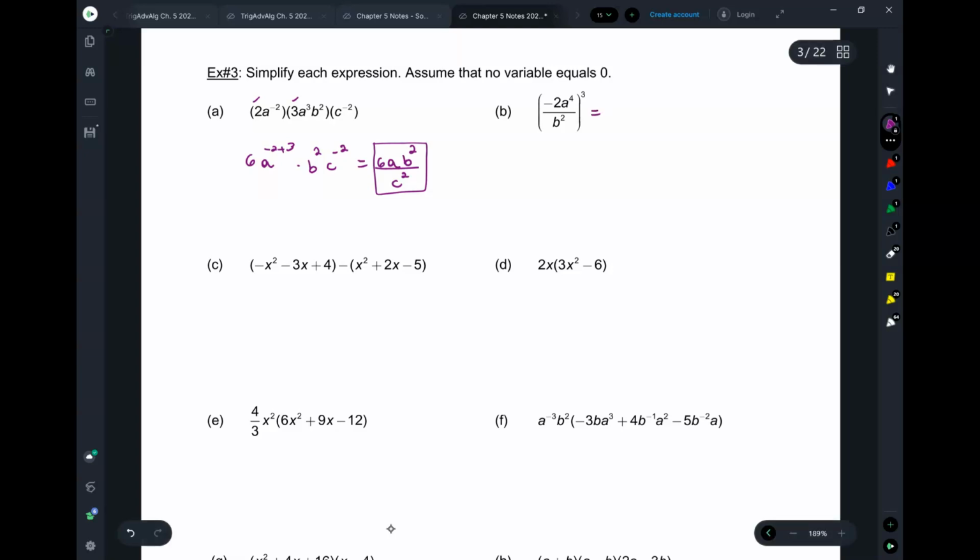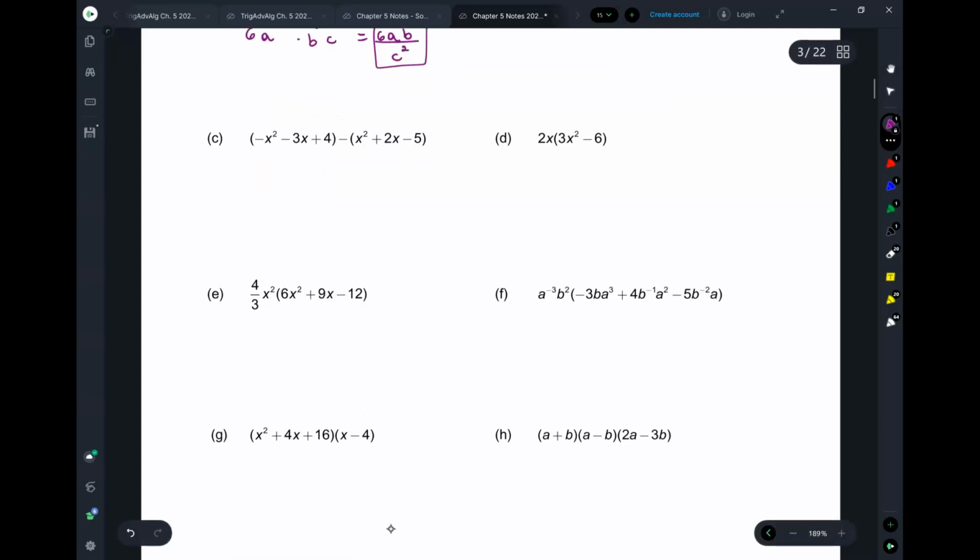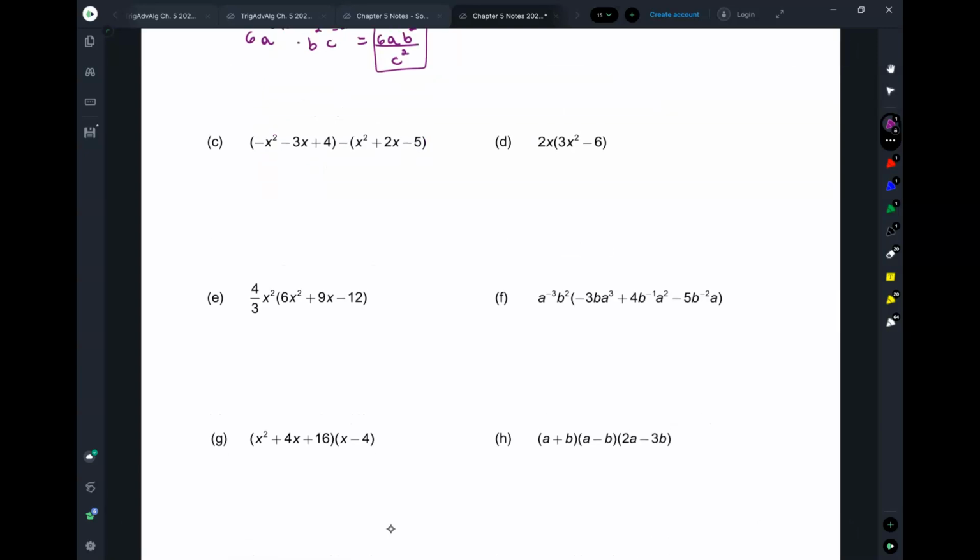This one. Who does that 3 belong to? Everybody. So here's what you're going to do. -2 cubed, -8. A to the 4 cubed will be what? A to the 12 over B to the 6. Yep. Okay, good.